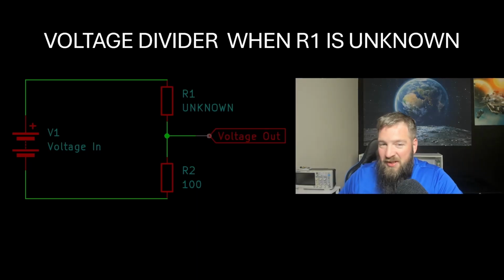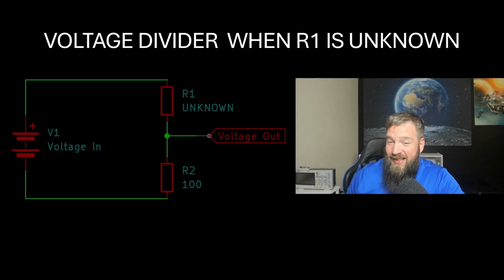All right, this is our simple setup circuit. We have a V1, we have an R1, which is unknown, and we have an R2, which we're going to go ahead and set to 100.